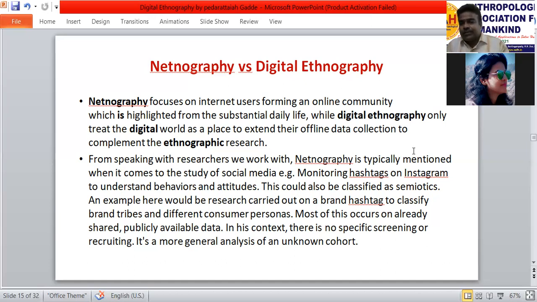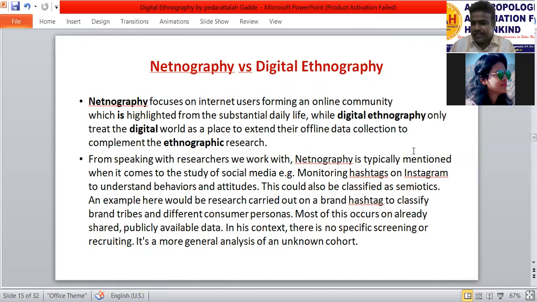So another difference. From speaking with researchers we work with, netnography is typically mentioned when it comes to the study of social media. For example, monitoring hashtags on Instagram to understand behaviors and attitudes. This could also be classified as semiotics. An example would be research carried out on a brand hashtag to classify brand tribes and different consumer personas. Most of this occurs on already shared, publicly available data.